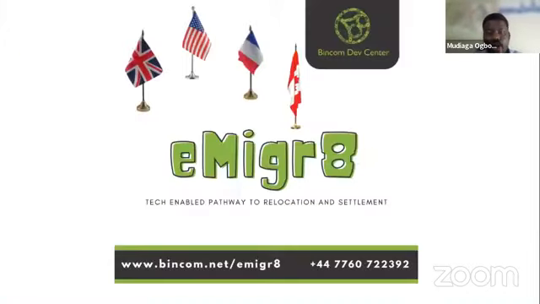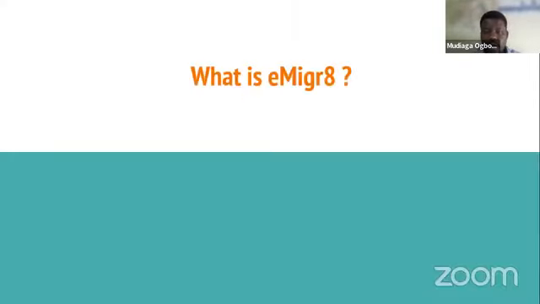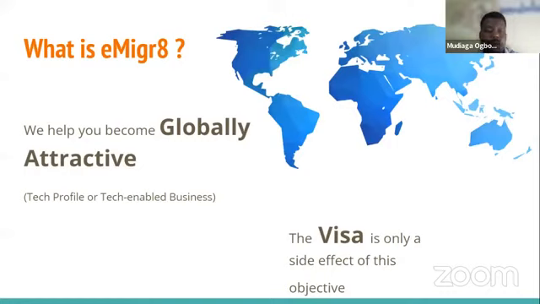And we promise they will have enough information that they can build their tech journey on. So again, what is Emigrate? We help you become globally attractive, right? At Emigrate, what we do is to build people and build a profile in such a way that they become globally attractive. What we are focused on is tech profile or tech-enabled businesses. So we build profile, we build individuals, we build businesses, startup businesses to become globally attractive.